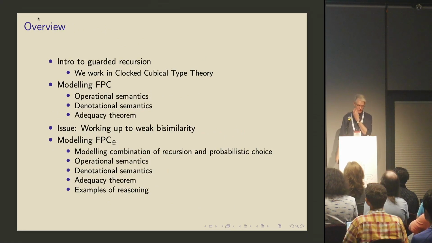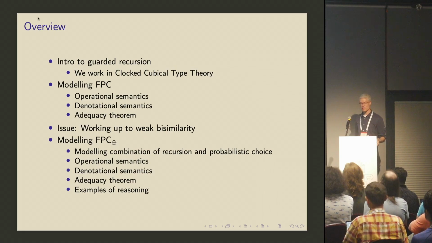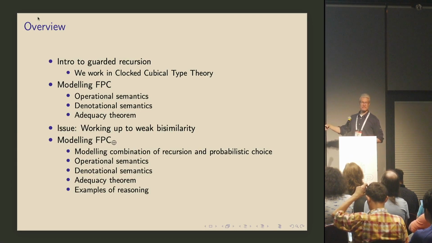So, here's an overview of what I am going to talk about today. I'll start by giving an introduction to guarded recursion and presenting the type theory that I'm working in. It's called clock cubical type theory. And I won't assume that you know anything about cubical type theory, but I actually don't use much of that at all in this talk. And then I'll show how to construct operational semantics, denotational semantics, and prove an adequacy theorem between the two, all inside of this type theory.